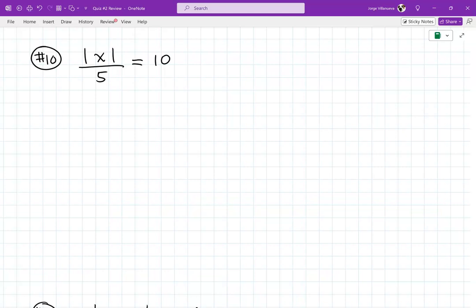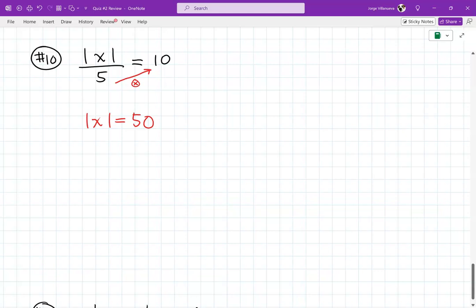So I'm going to move this over, but I'm going to put a little mark right here. I'm going to put a times there, because I'm not adding it or subtracting it. I'm multiplying. So I'm going to put a little times here. So that gives me the absolute value of x is equal to 50.